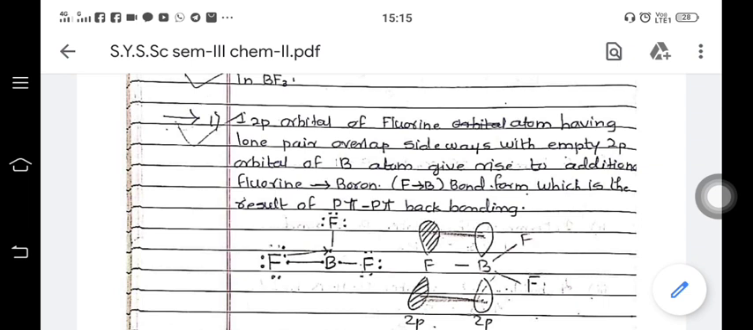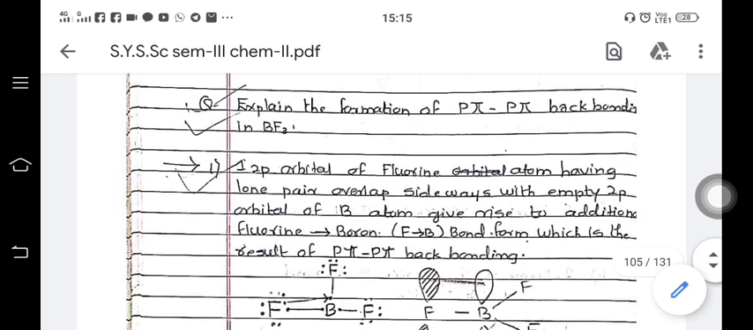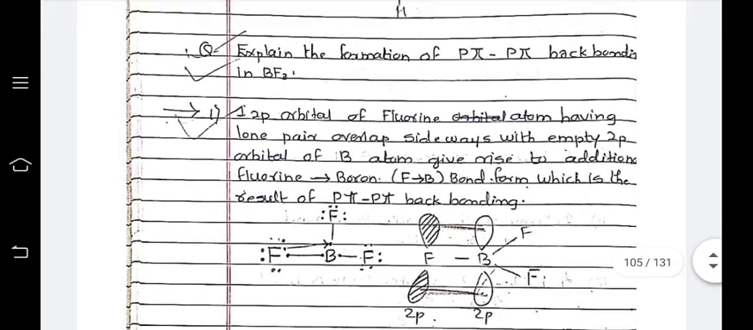Today's topic of study is the p-pi d-pi and p-pi back bonding in the BF3 molecule. In the p-pi back bonding, the orbitals involved are all the p-pi and p-pi orbitals of both the atoms.